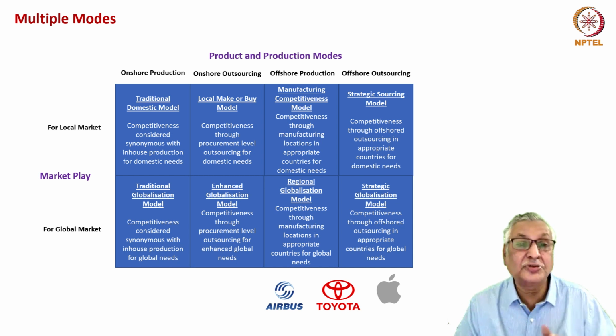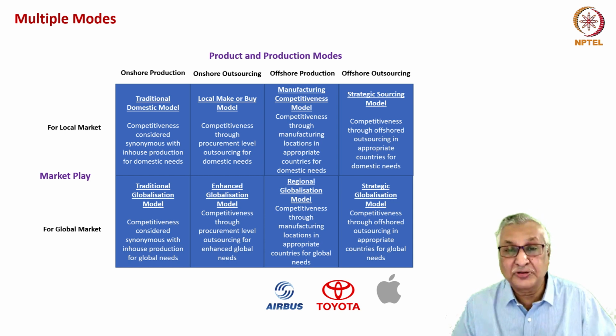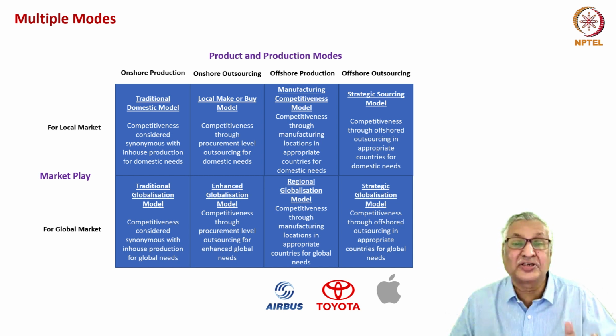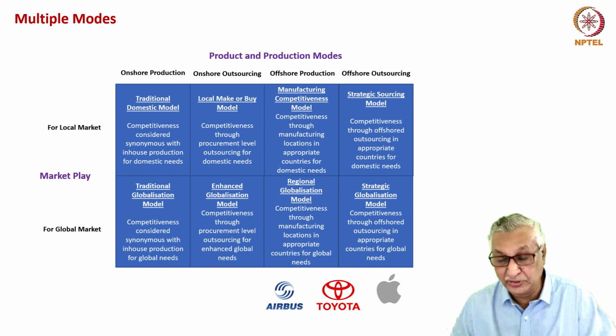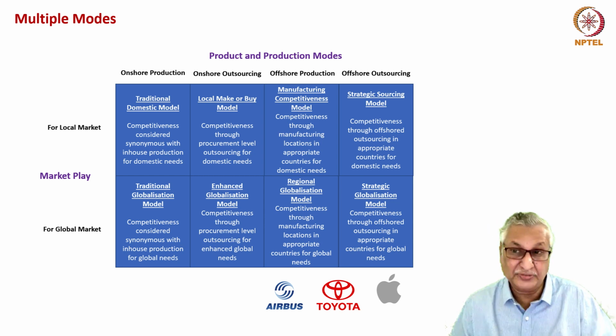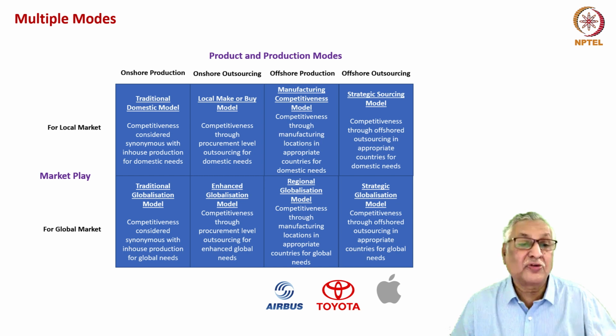One, onshore production, that is, you do everything within the company, within the nation, or you do onshore outsourcing. It doesn't mean that onshore outsourcing will not have any onshore production at all. But in terms of illustration of a model, let's look at these as distinct elements. Similarly, you can have offshore production, that is, you undertake your production in countries other than yours. You do outsourcing in countries other than yours. And you do these things for either local market or for global market. When you combine this product and production mode dimension with the market play dimension, you will have 8 different models. When you have onshore production working for local market, it would be the traditional domestic model.